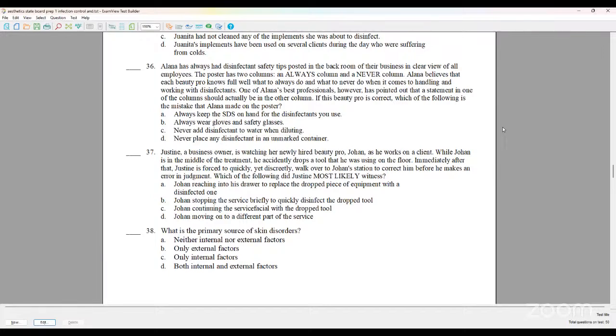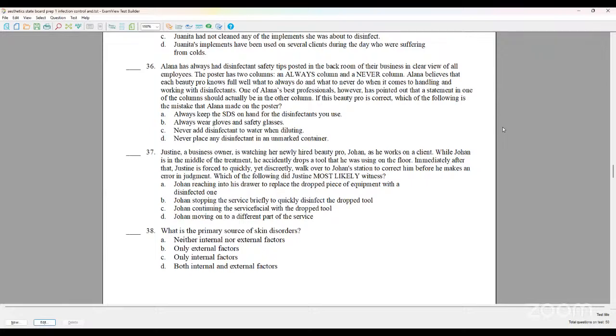Always keep the SDS on hand for the disinfectants you use. Always wear gloves and safety glasses. Never add disinfectant to water when diluting, or never place any disinfectant in an unmarked container. Okay? So if the beauty pro is correct, which of the following is the mistake that Alana made on the poster?